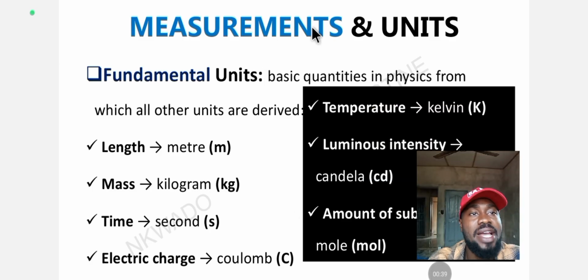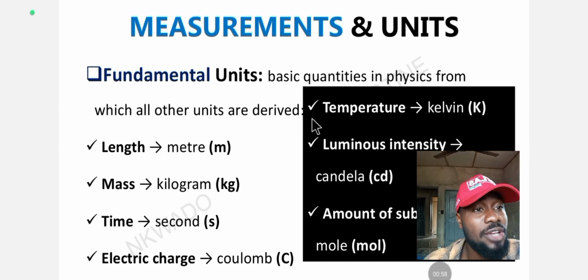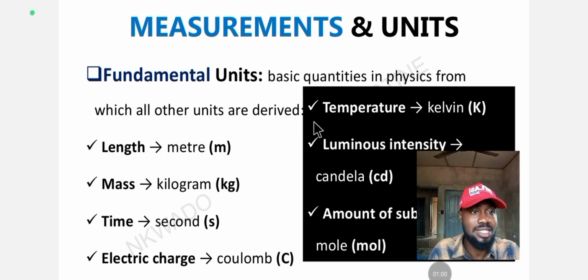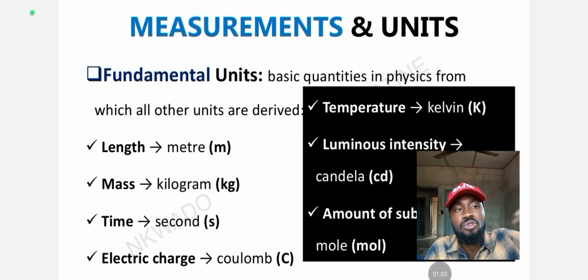Let's go. Measurements and units. And under measurement and units, what do we have here? The first we have here is the fundamental units. The fundamental units can be defined as basic quantities in physics from which other units are derived. So fundamental units are basic quantities or units from which you derive other units. It's like a mother unit that gives birth to other units. It's like a mother, the parent unit, the foundation that gives birth to other units.